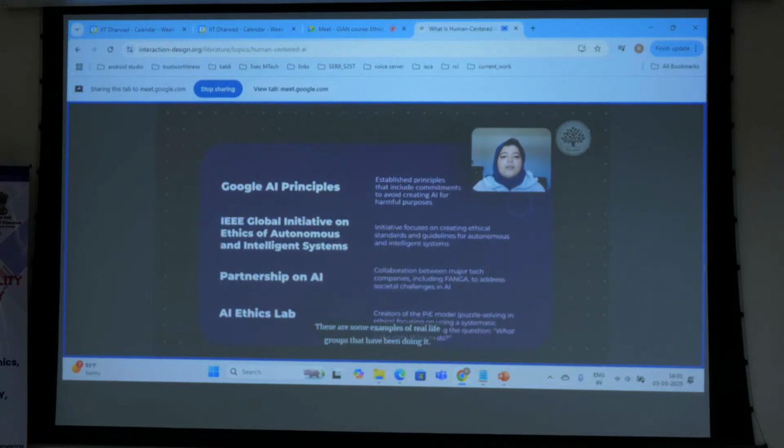And these are some examples of real life groups that have been doing it. There's the Google AI Principles, the IEEE Global Initiative on Ethics of Autonomous and Intelligent Systems, Partnership on AI, and then the AI Ethics Lab. These are just a few examples of orgs that are already implemented in the space that I definitely encourage you guys to look further into Google, understand how it's going.